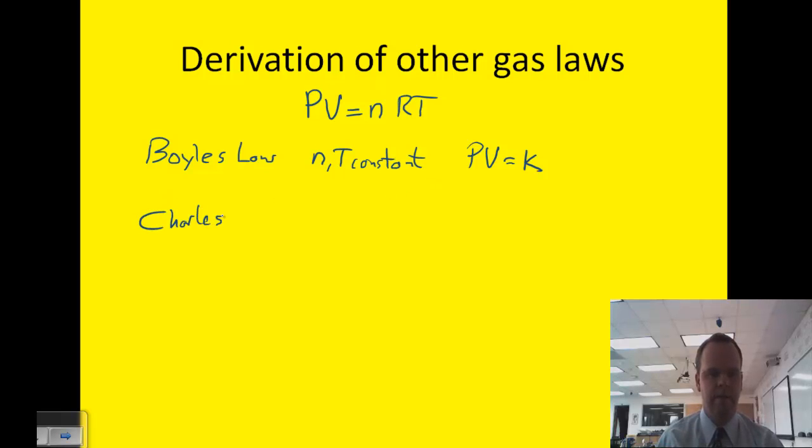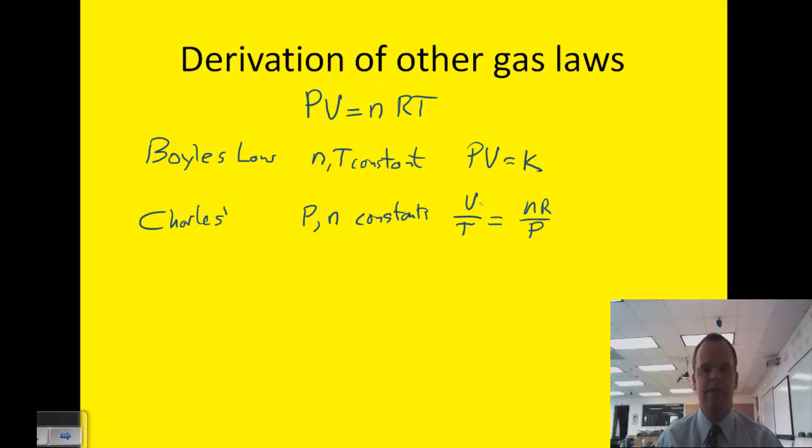Charles's law. We said in Charles's law, pressure and number of moles were constants. So if we take this and get volume and temperature on one side, we have nR over P on the other side, and we solve the equation to get volume and temperature on the same side of the equation. We know all three of these are constant, so we can say V over T equals k. You do the same thing for Avogadro.